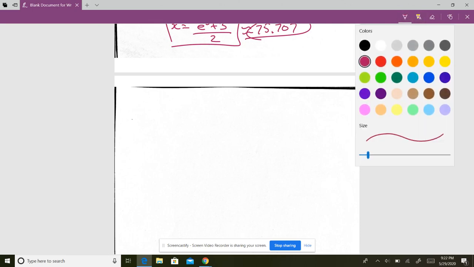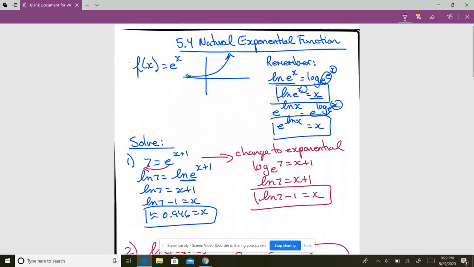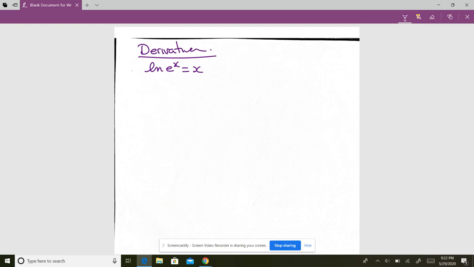All right, so derivatives. If I have the natural log of e to the x, we know that is x, right? We just showed it on the previous page. All right, so let's take the derivative.